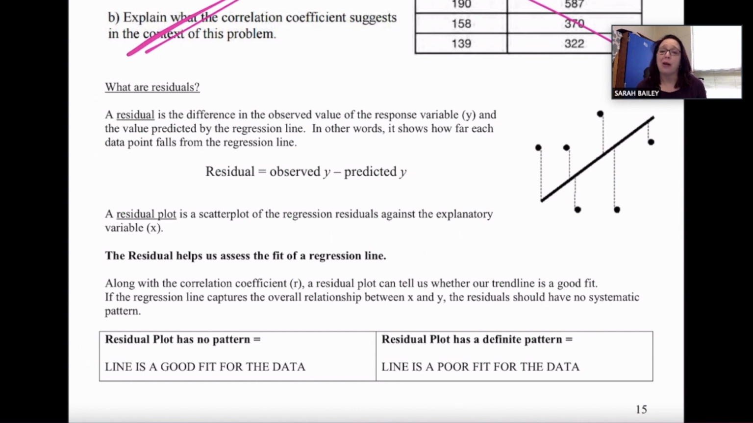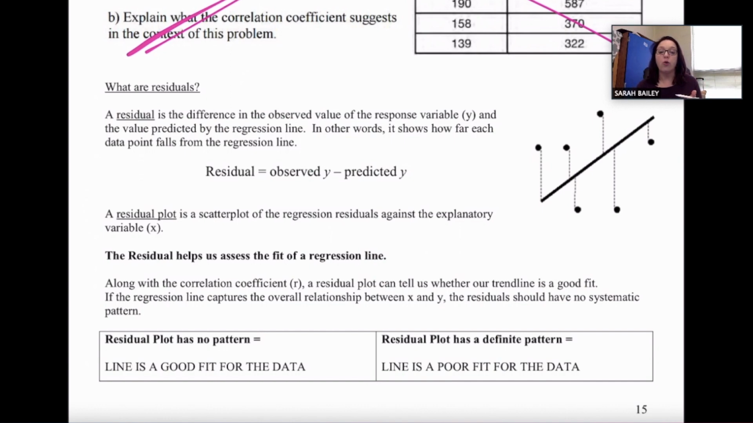Why do we care about all of this? The residual will help us to assess the fit of a regression line. Basically, it just helps us know, is the line that has come up a good line for this data, or should we have maybe not done a linear equation? Maybe we should have done a different type.